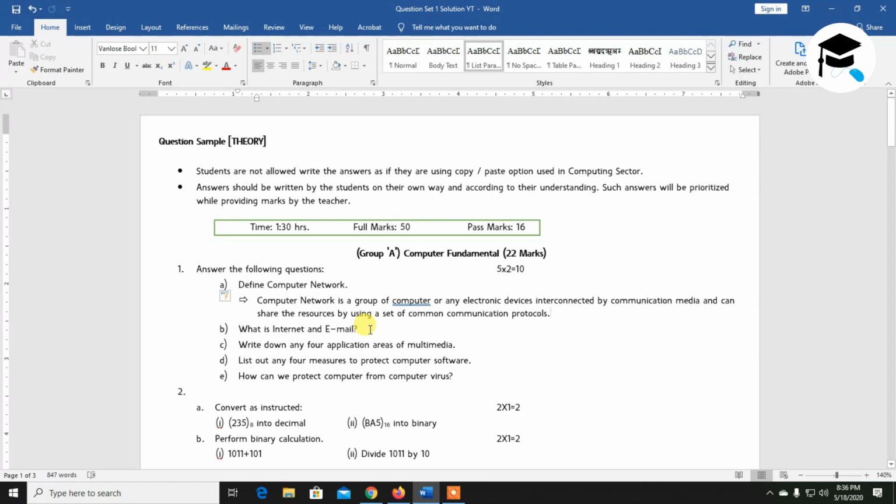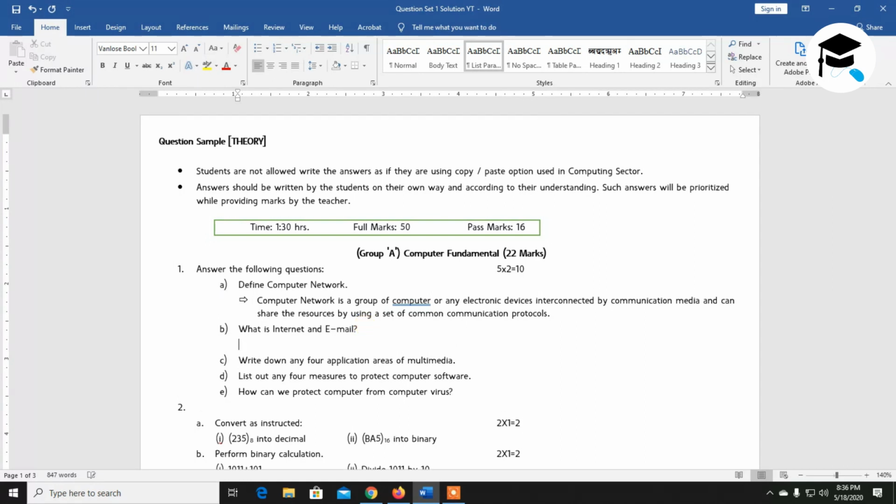What is internet and email? Okay, previously we have discussed what is a computer network. For example, if one computer is connected to another, and similarly another is again connected to the next computer, then it forms a network, and when all those networks are combined, then it forms an internet. So what can we write? What is internet?